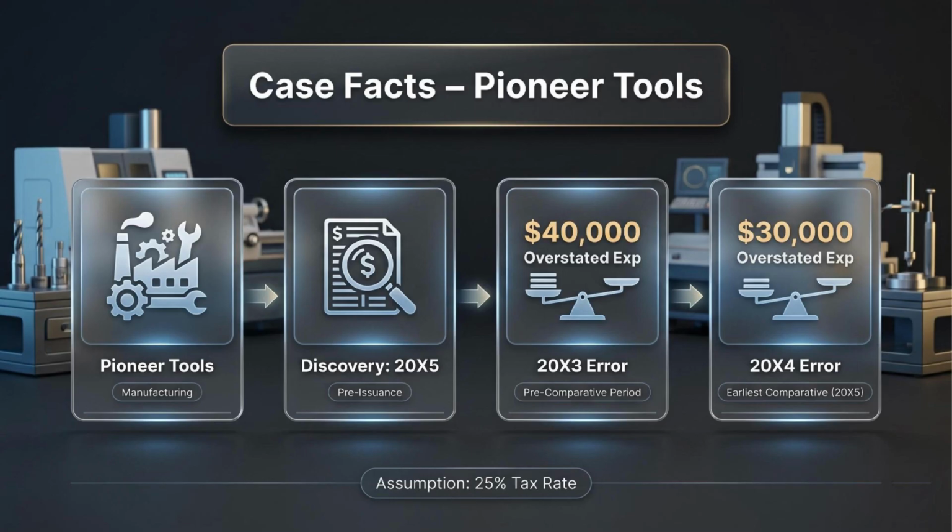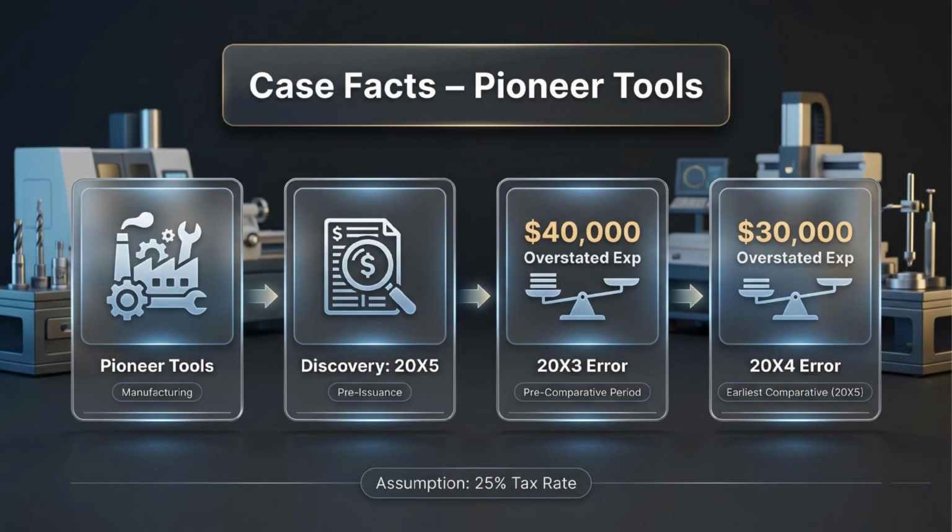Pioneer Tools is a manufacturing company using straight line depreciation. During the 20x5 year end close, before issuing the 20x5 statements, it discovers that depreciation expense was overstated by $40,000 in 20x3 and $30,000 in 20x4. The 20x5 statements will present 20x4 as the comparative period, while 20x3 is before the earliest period shown. The tax rate is 25%.